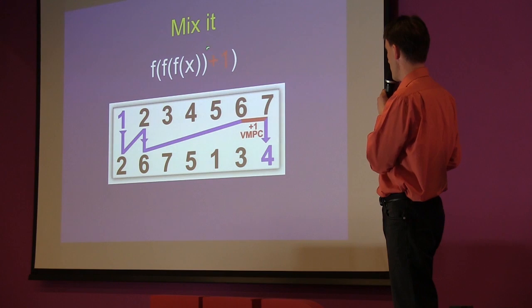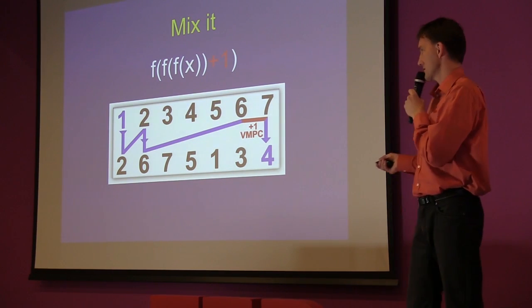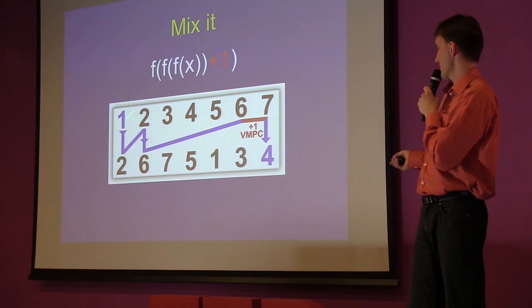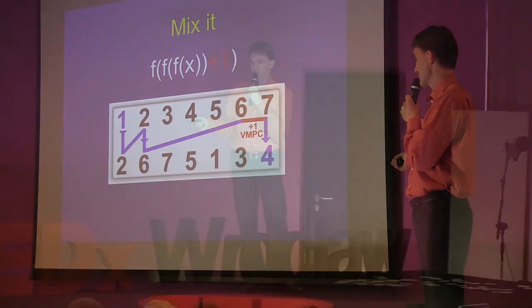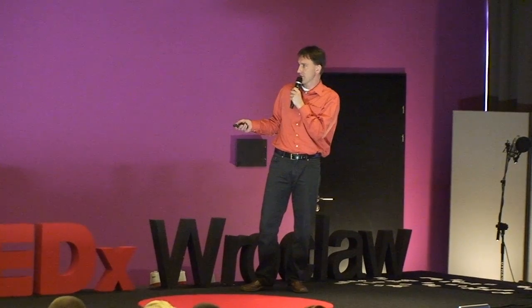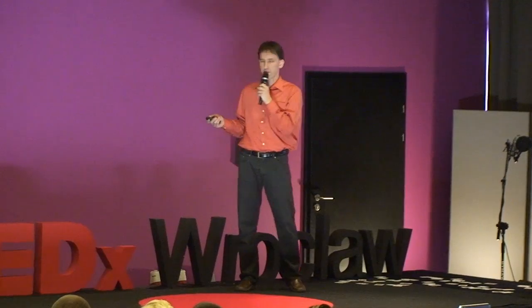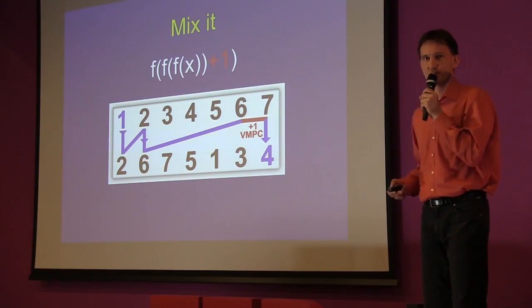The composition and the red +1. And we proceed analogously with a slight modification. 1, 2, 2, 6, 6, it was 3, but now we add 1 to 6, so 6 + 1 is 7, and we see what lies under 7, it is 4. And that's the only difference between VMPC and the regular permutation composition.